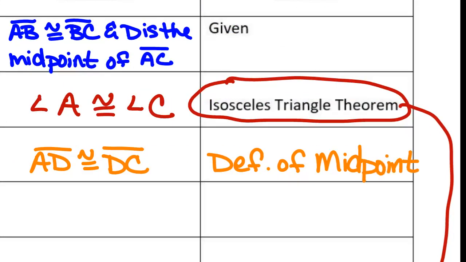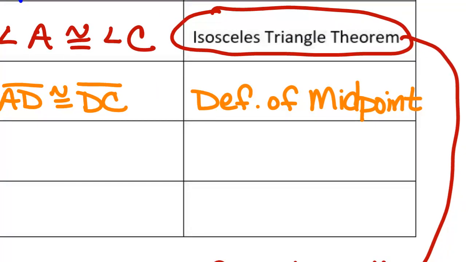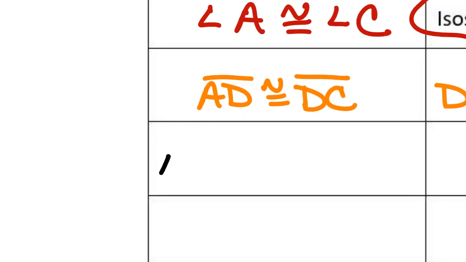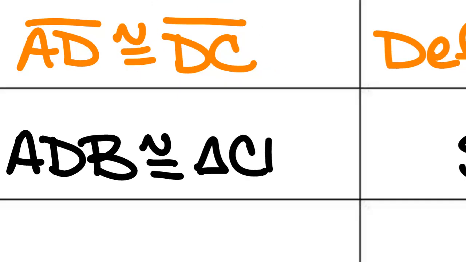Almost done here. Do I have enough marked up on my picture to say that these two triangles have to be congruent to each other? Yes, using what? Using side, angle, side. If I call this first triangle ADB, how do I have to name the second triangle? CDB.